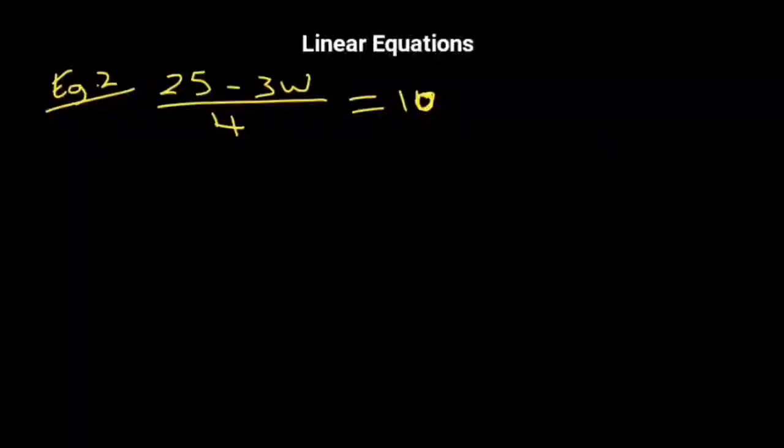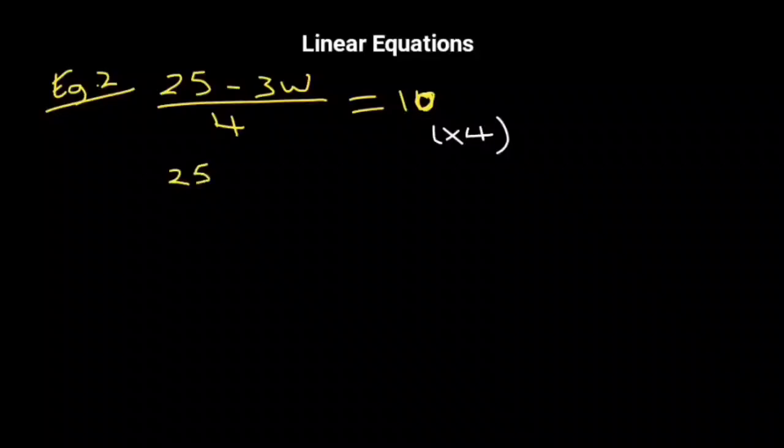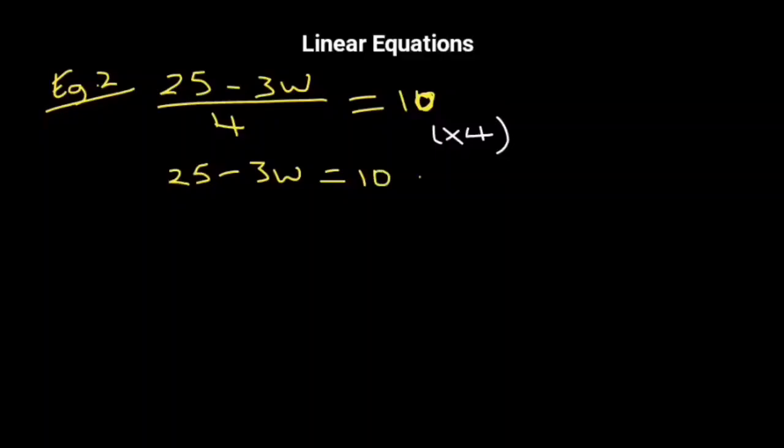As we look and analyze the question, we can see that it's possible for us to move the 4 first. Since it's being divided on our left, we multiply on the right. So we have 25 minus 3w is equal to 10 multiplied by 4.